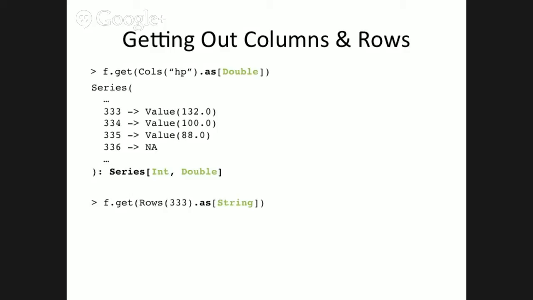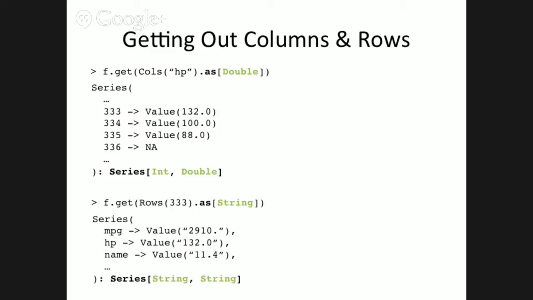So we have the corresponding rows, where cols is selecting a column, rows is selecting a row. And now we're saying get us all the values in the row as a string. And you see it'll rip it out, and we'll get a single row, just kind of like a record of data as strings.